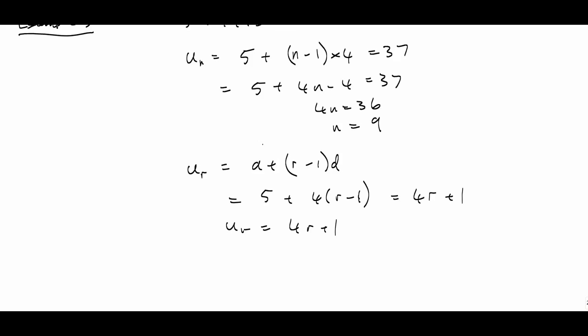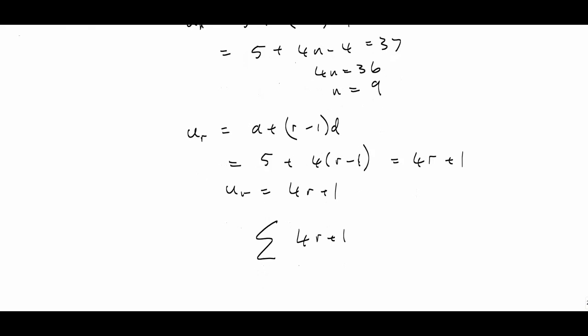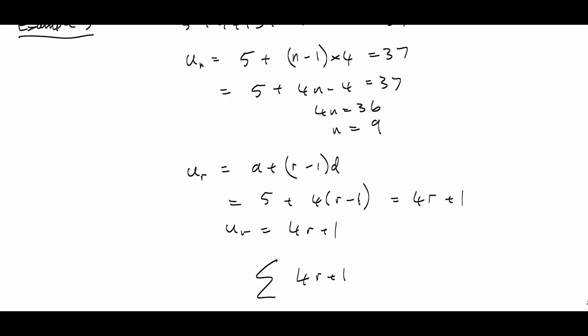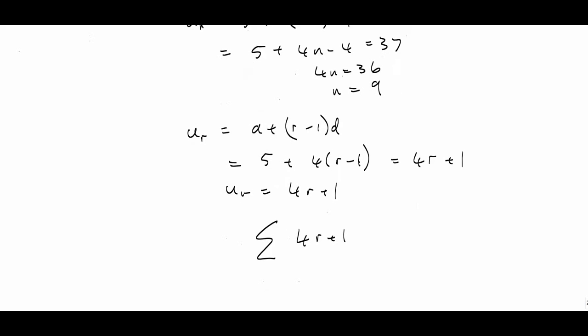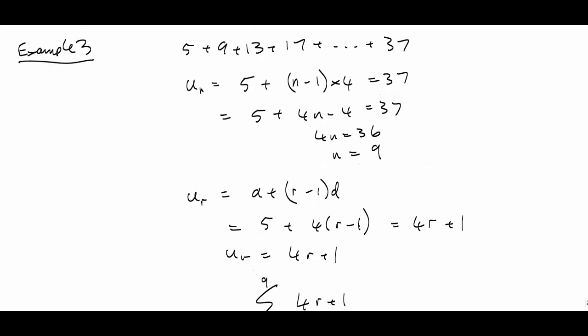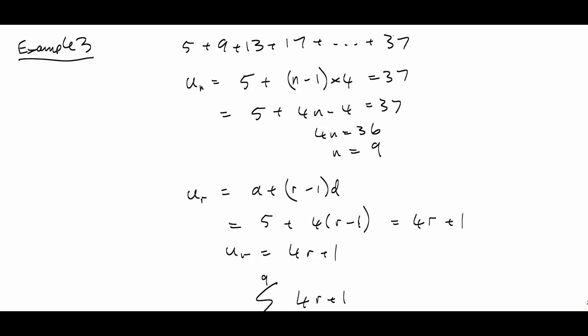So the expression would be sigma of 4r plus 1. R, we start at 1, and that means when r is 1 we have 5, and we have 9 terms, so that n is 9, so we end with r equals 9. And we see if we put r as 9 we get 37, which is what we have. We start at 5, we end at 37.